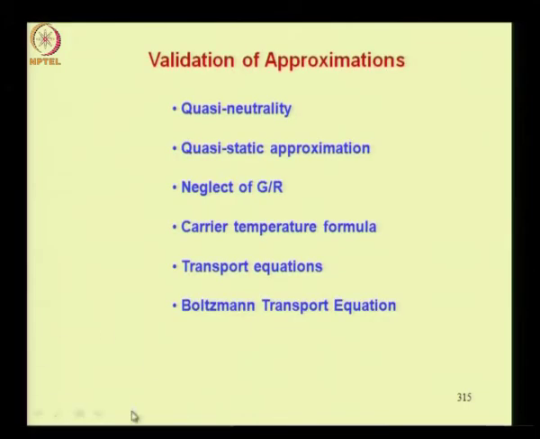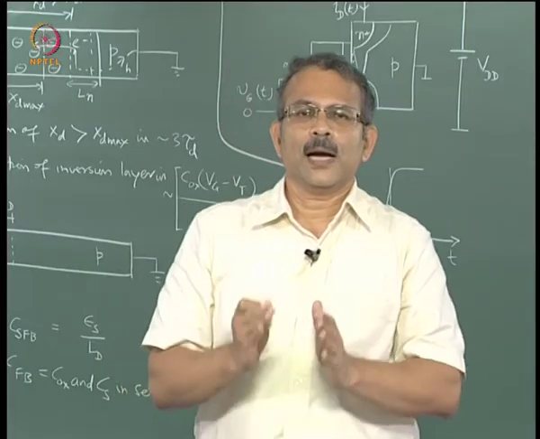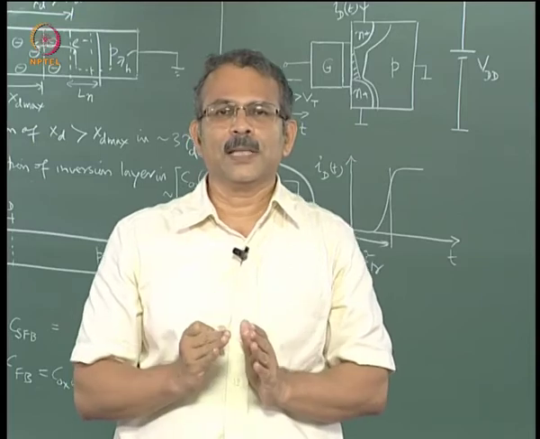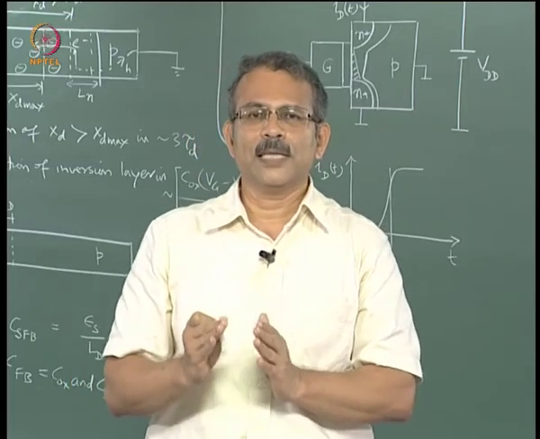Then we are using the various forms of transport equations: drift diffusion transport equations, balance equations, Boltzmann transport equation, and so on. Each of them has their validity range. Then we are making a particle approximation, and finally we use an energy band model. So all these things are often used in device analysis. So let us see how the idea of characteristic times and lengths enables us to validate these approximations.